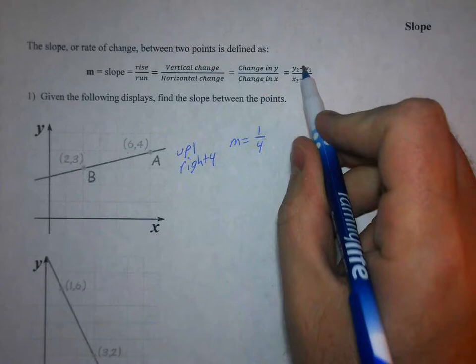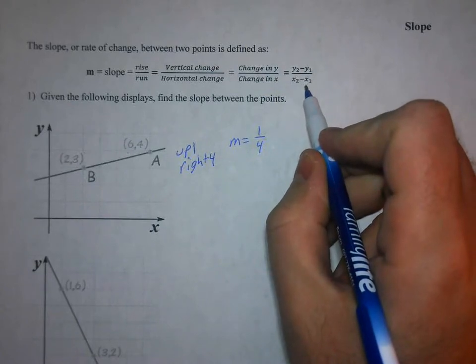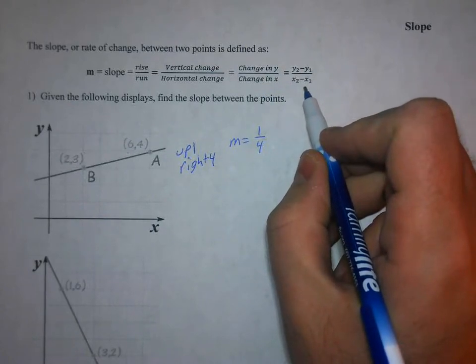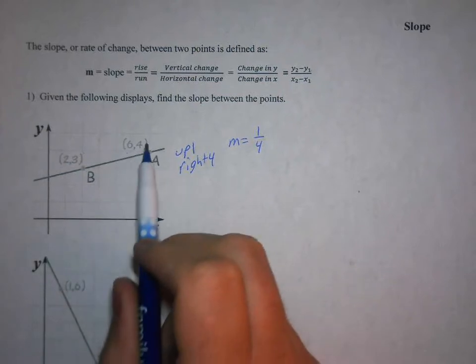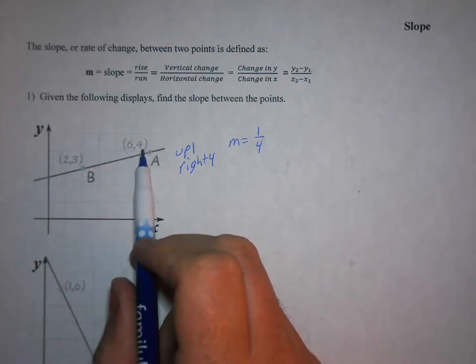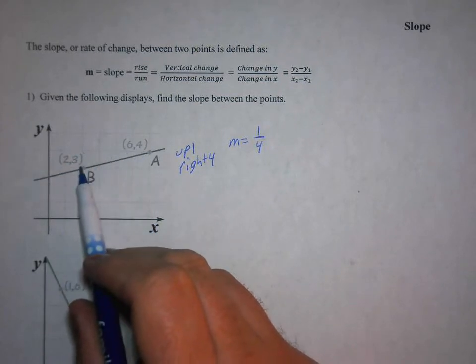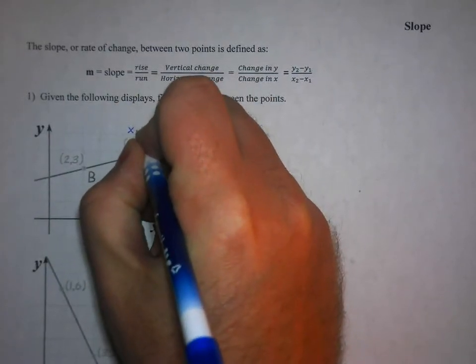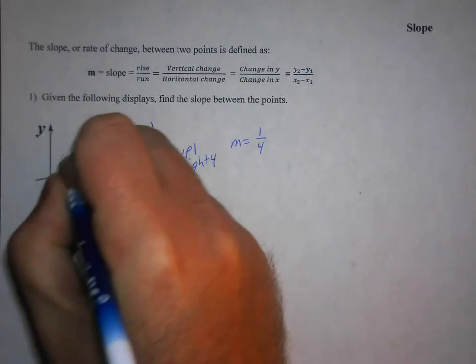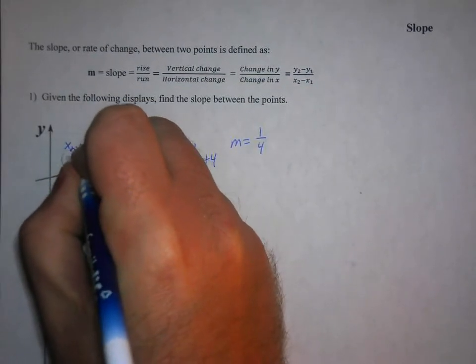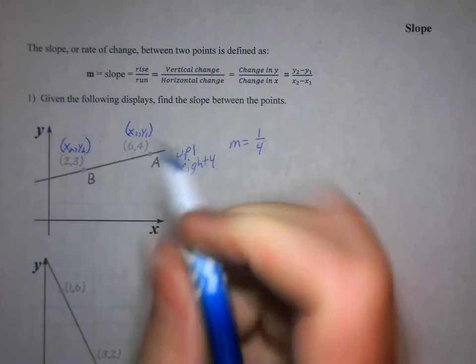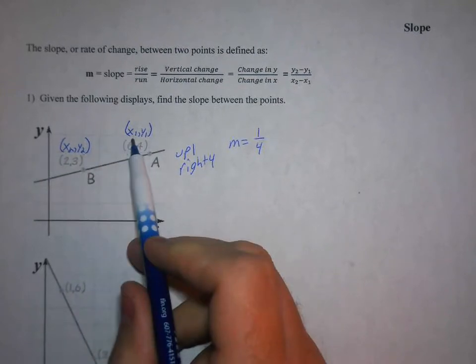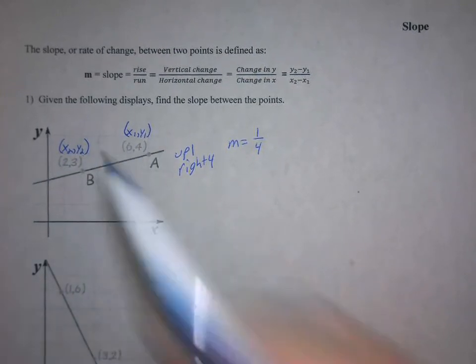Using the formula, y2 minus y1 over x2 minus x1, if we looked at point A as the first point, and point B as the second point, this is like x1, y1, x2, comma, y2. And it doesn't matter which way you define those, and I'll go over that in a minute.